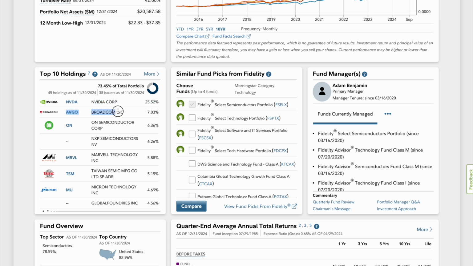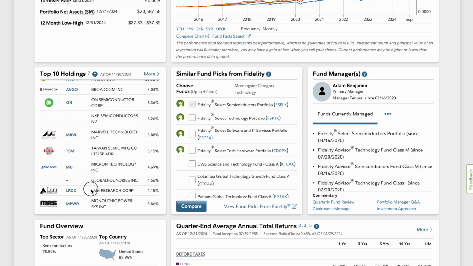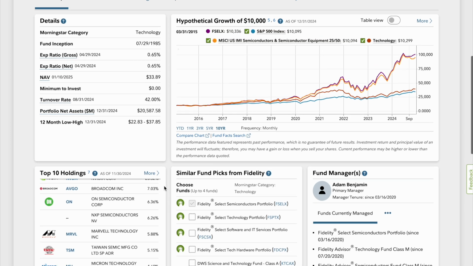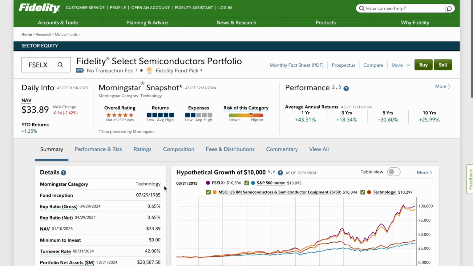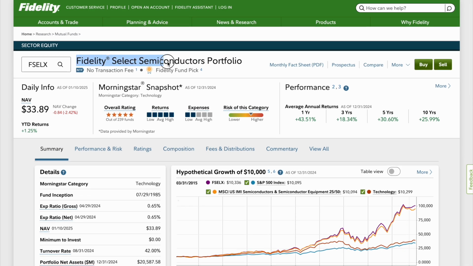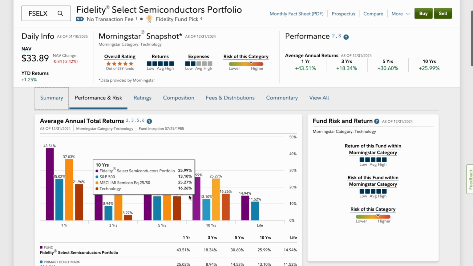Broadcom, which is having a major year at the end of 2024 and starting 2025, at 7%. Then you have ON at 6%, NXP at 6%, Marvell at 5.88%, Taiwan Semiconductors, I'm sure you've heard of them, Micron Technology, and Lam Research and Monolithic Power. You will start to see differences between FTEC and FSELX. And one of the big differences is this is 100% semiconductors compared to FTEC, which is around 35%, which we will go through later. Let's first look at the performance and risk here.